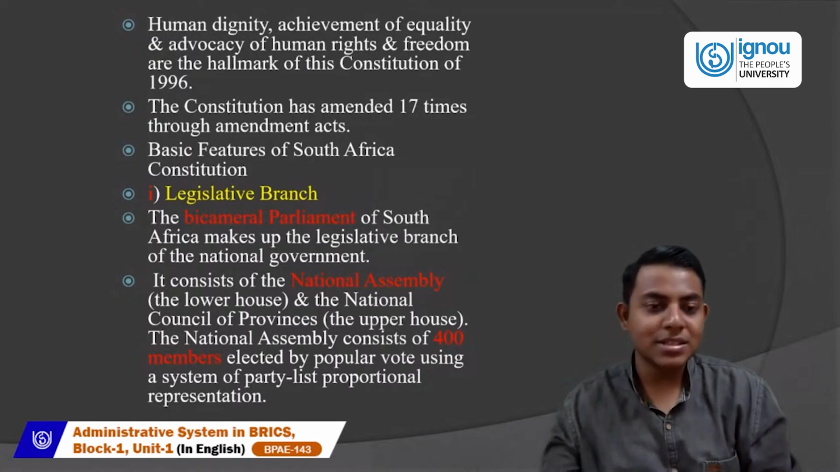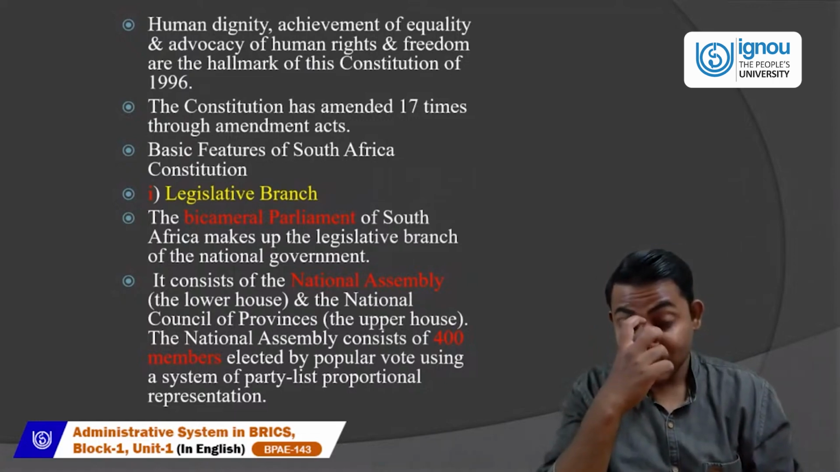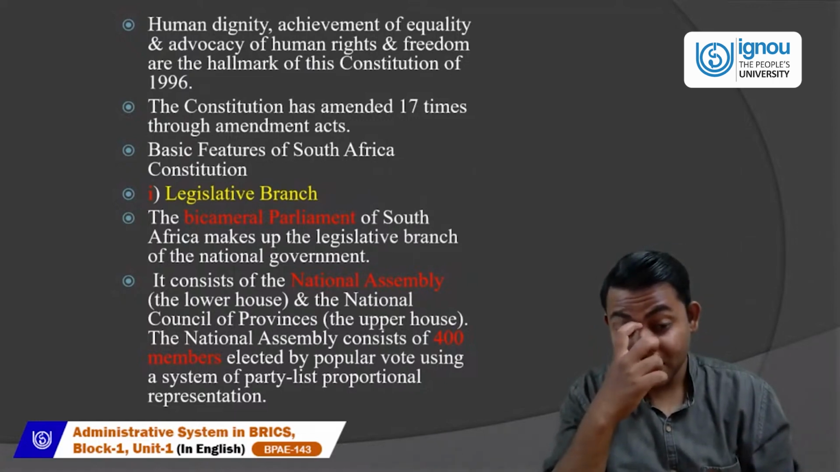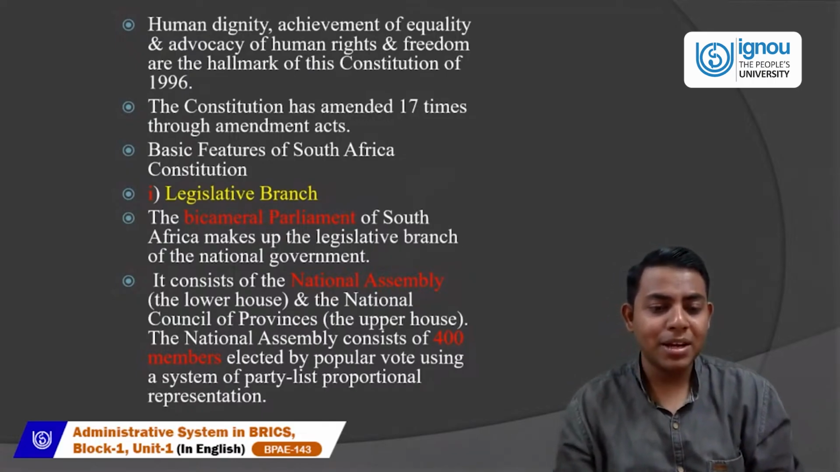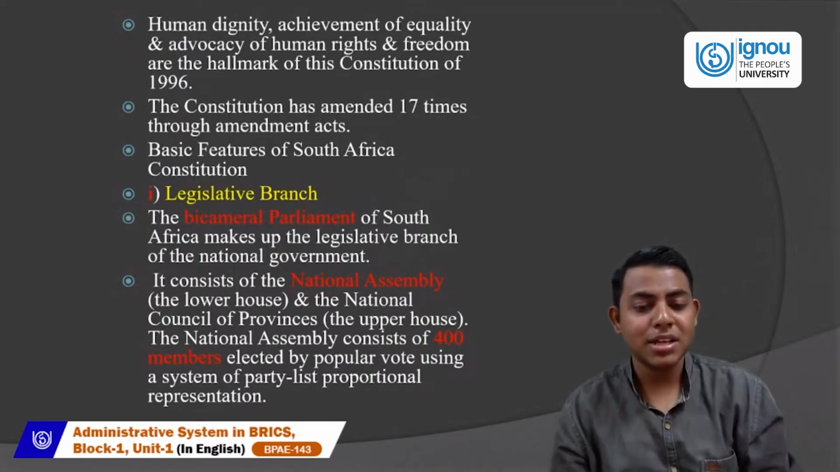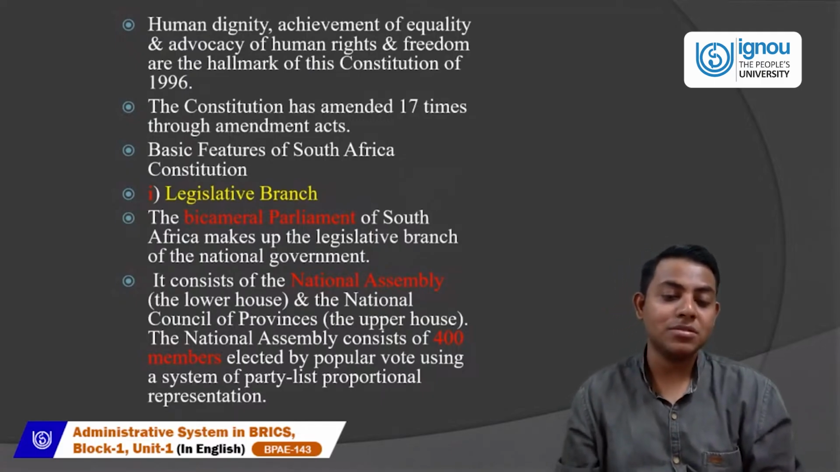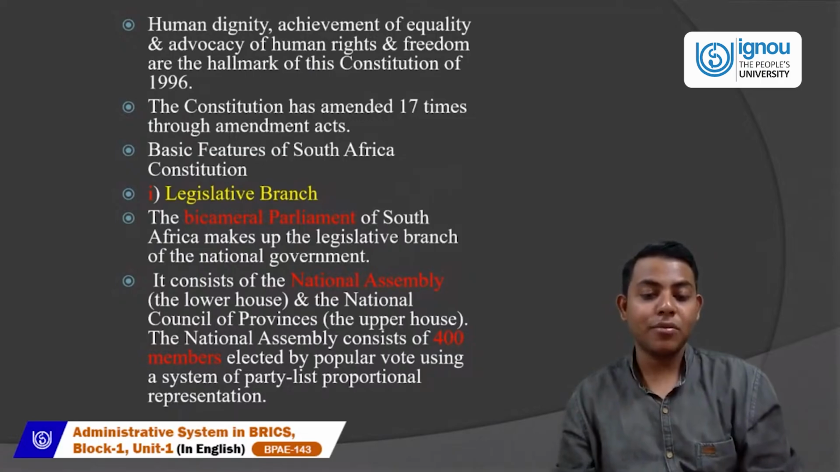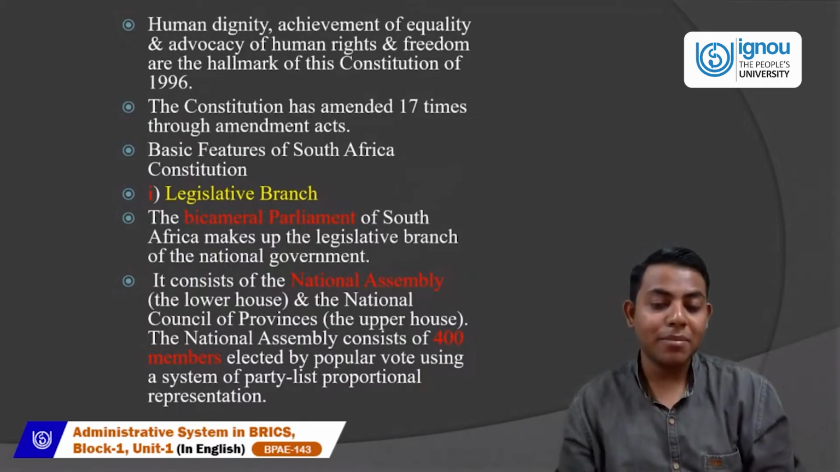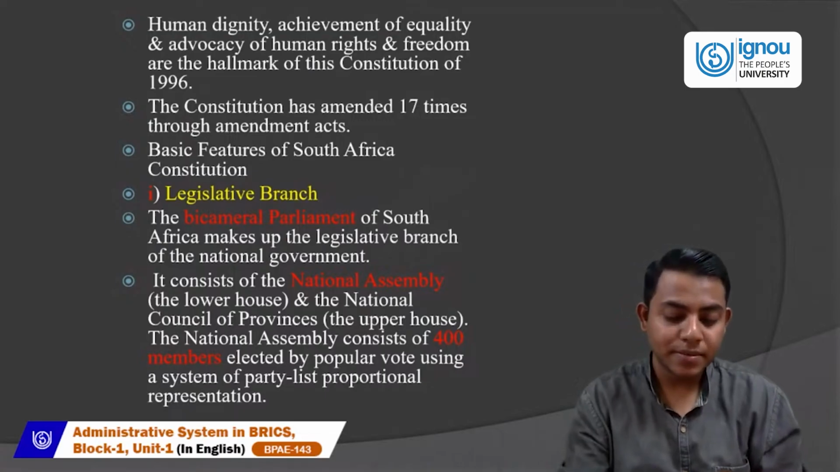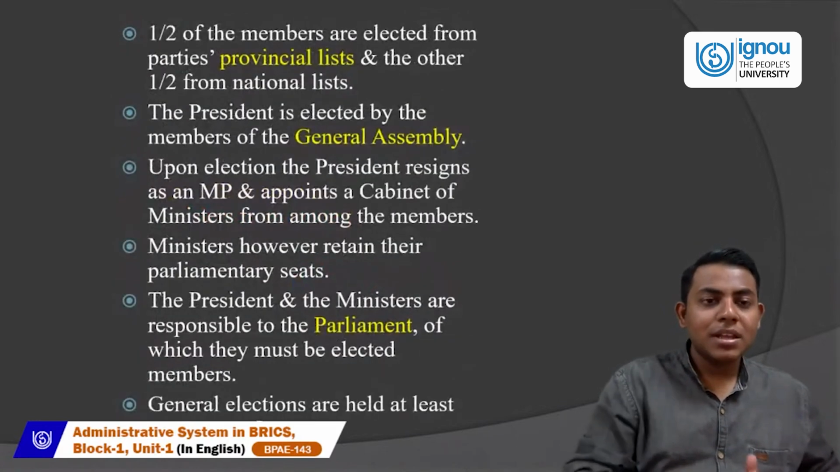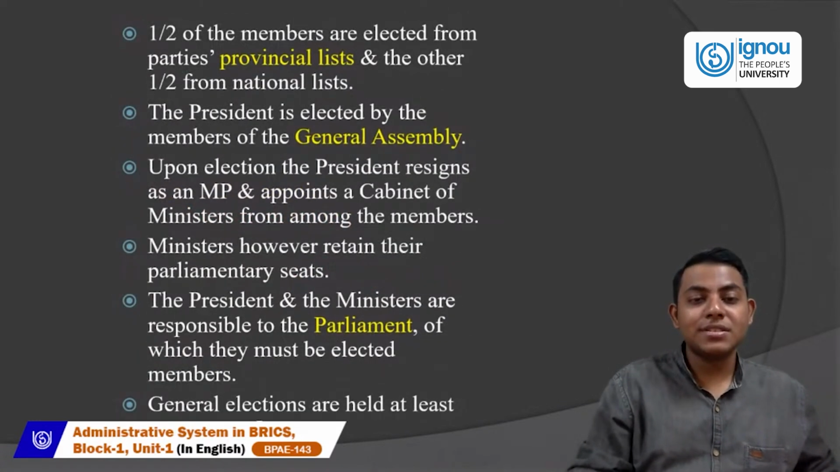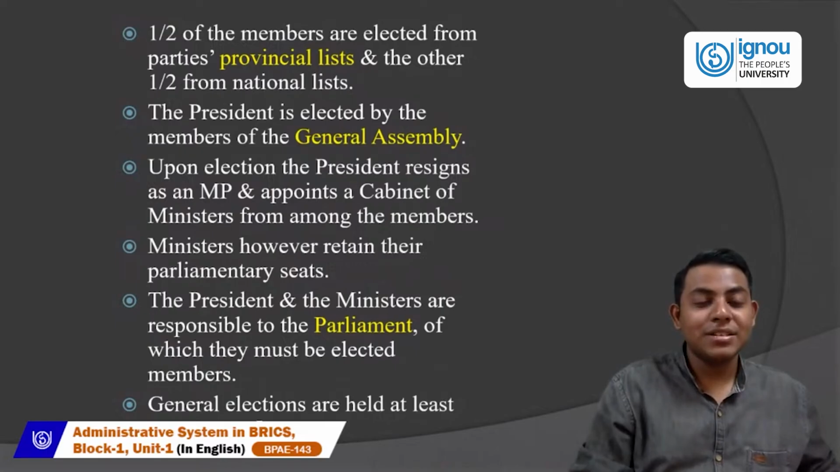So let us discuss the features of the legislative branch. There is a bicameral parliament of South Africa, which makes up the legislative branch of the national government. This bicameral parliament consists of the National Assembly, which is the lower house, and the National Council of Provinces, the upper house. The National Assembly consists of 400 members who are elected by popular vote using a system of party list proportional representation. Half of these 400 members are elected from the party's provincial lists, and the other half are from the national lists.